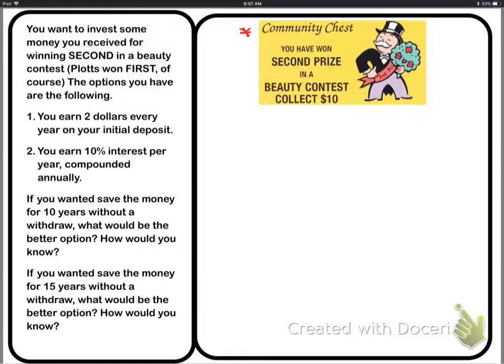Okay. So again, we want to invest this $10, and we're going to invest it in either scenario 1 or scenario 2. So scenario 1, you earn $2 every year on your initial deposit. So for this one, we're going to have to write our equation. So $2 every year, right? So we have 10 total years.